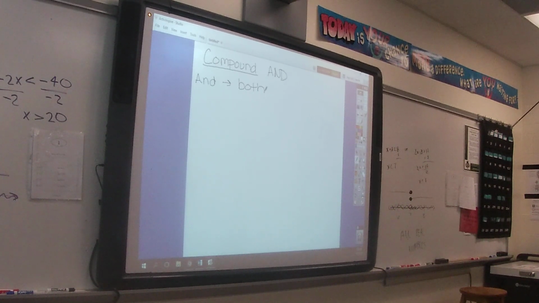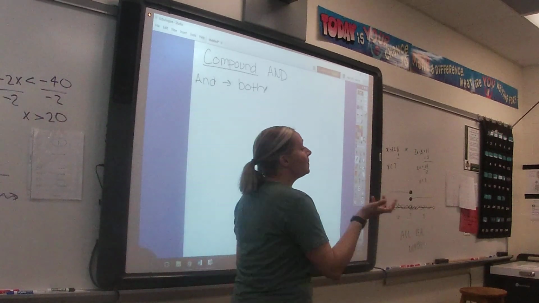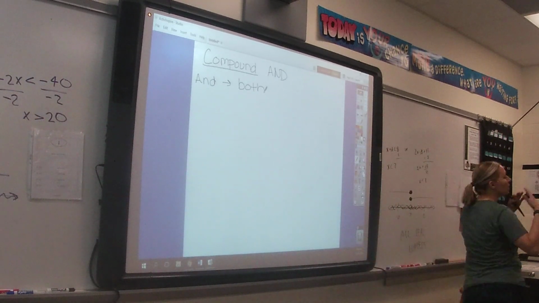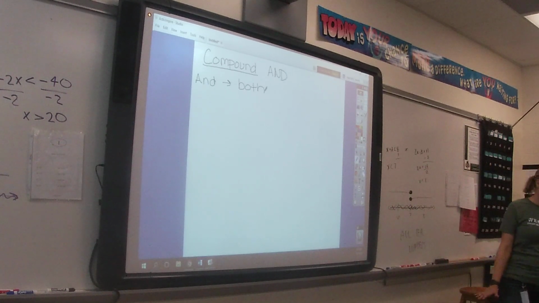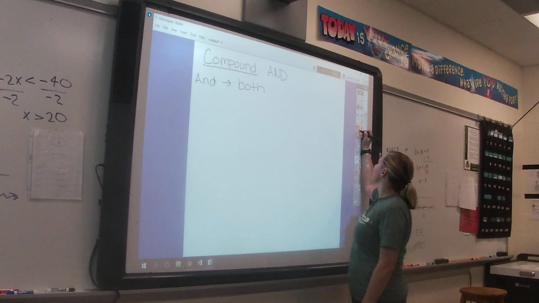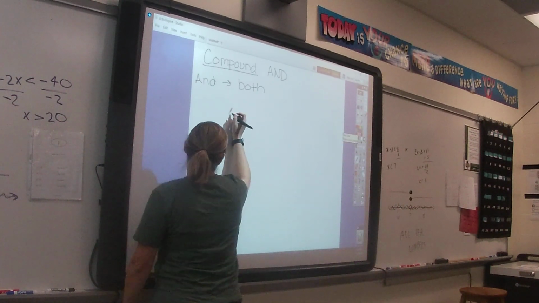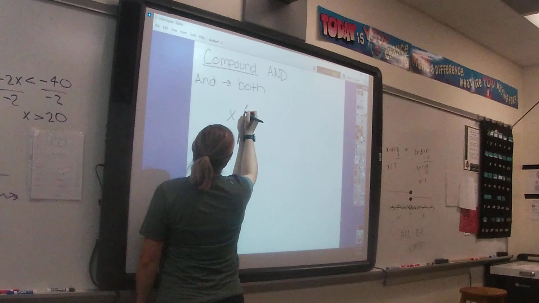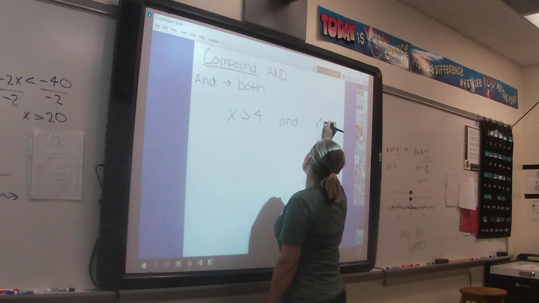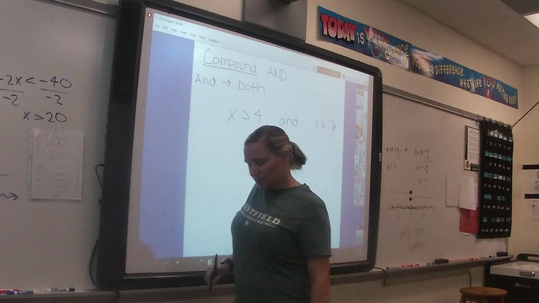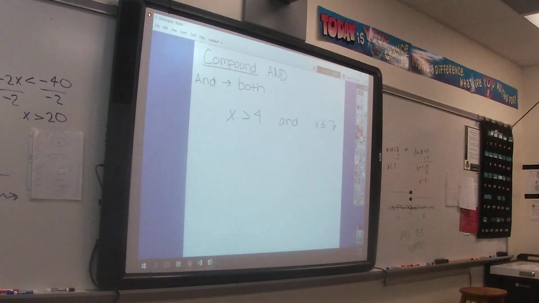Now, sometimes we're lucky, and sometimes compound and is simple like compound or, and everything's divided up and it's just two separate inequalities. Okay, so sometimes we will see something like x is greater than 4 and x is less than or equal to 7. Okay, so we have two inequalities. They're attached with the word and.